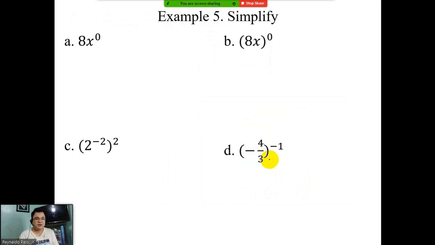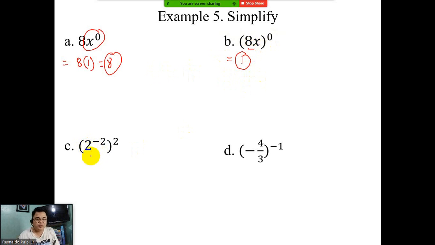Example 5, simplify. We have 8x raised to the 0 power. Take note that only x is raised to 0. So apply the zero law. This will become 8 times 1, or simply 8. 8 is not raised to 0. Unlike this one, the whole expression is raised to 0 because of the grouping symbol. So all you need to do is simplify this. 8x raised to the 0 power is simply 1. See the difference between the two.